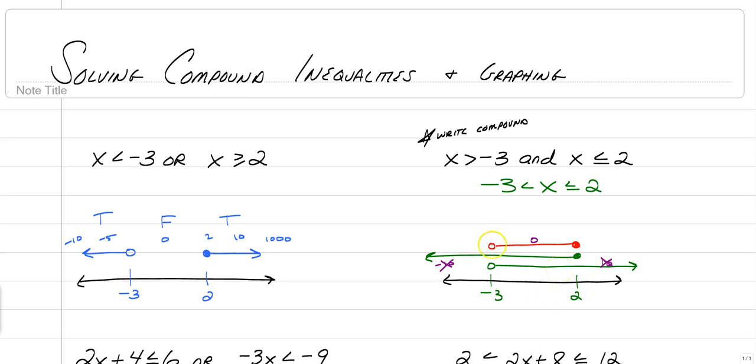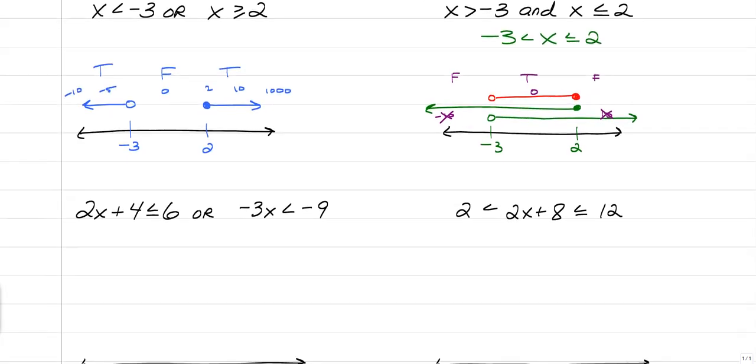So for this one, only where both of your inequalities are true work. In the or statement, anything except for what's in between -3 and 2 worked. But in an and statement, only the few digits in between do. Okay? So that's the difference between an and an or statement. Now let's talk about how you solve them.